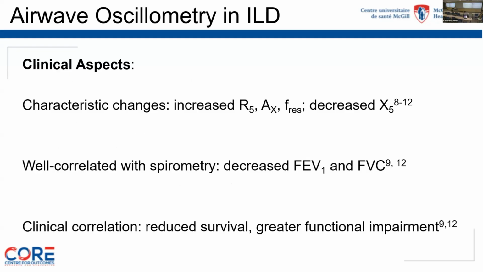What is known is, from a clinical perspective, there are some characteristic changes one would expect. So sometimes an increase in R5, but more consistently an increase in AX, resonant frequency as well, and a decrease in X5. Based on the available literature, these seem to be relatively well correlated with both FEV1 and FVC, decreasing as these changes occur. And there seems to be some degree of clinical correlation as well, namely a reduced survival at 3 years when these changes are present, and a greater functional impairment as the changes get more and more extreme.